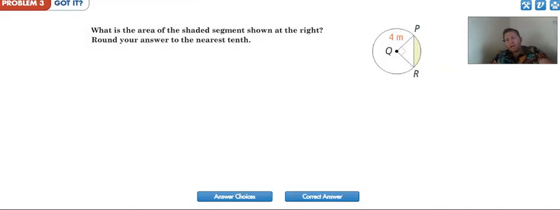Alright, one last problem. Our last problem is we are trying to find the area of the shaded segment shown on the right. So we are trying to find this shaded portion that we have right there. Remember, according to one of our concepts, we need to find the area of the sector. Then we need to find the area of the triangle, and when we subtract those two, it's going to give us our segment. And so that's what we're looking for.